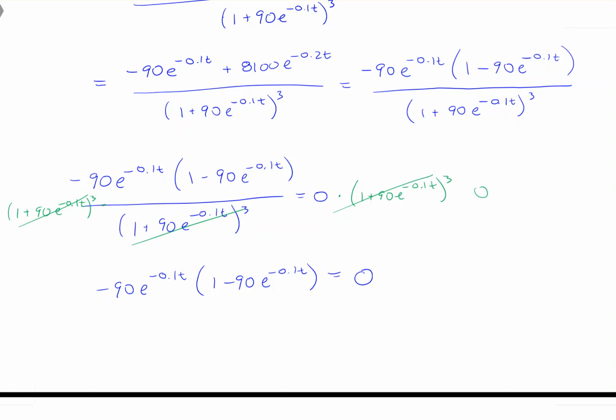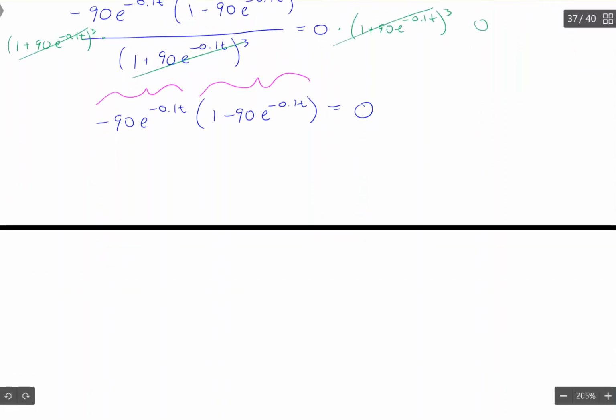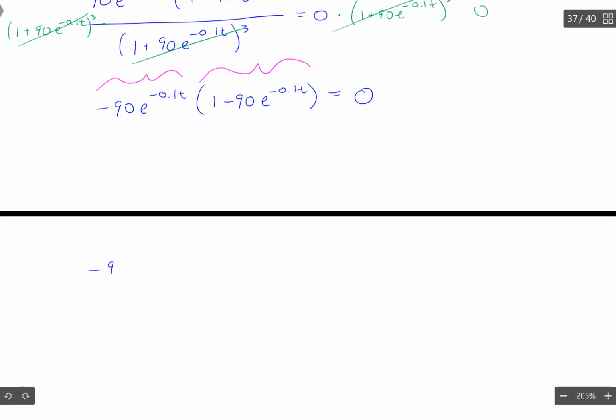Now, these are two factors. So here's one factor, and here's another factor. They are multiplied together, and their product is 0. By the zero factor property, that tells me one of two things is true: either the first term is equal to 0, or the second term is equal to 0. Same thing that we used when we were solving quadratics.